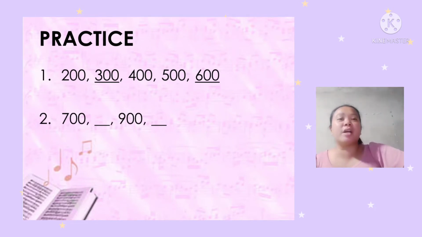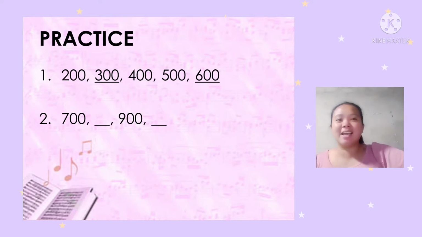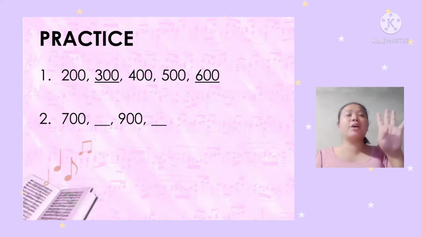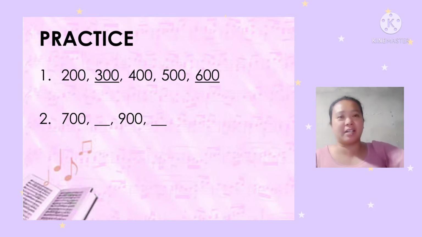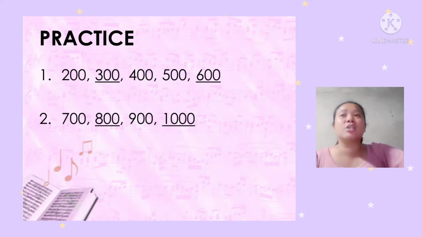Okay, now for number 2 practice, we have here 700, blank, 900, blank. What is the answer? Ready? Think. 5, 4, 3, 2, 1. Okay, what is the answer here? After 700, it is? Correct. And then here, after 900, it is? Correct. Okay, so we have 800 and 1,000. So that's our lesson about skip counting.